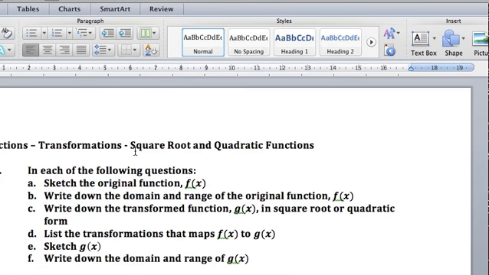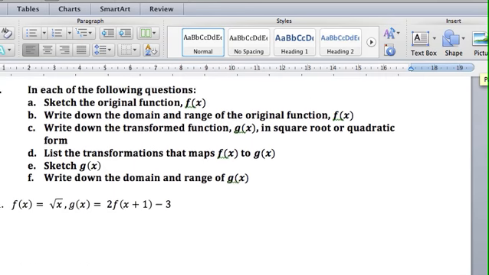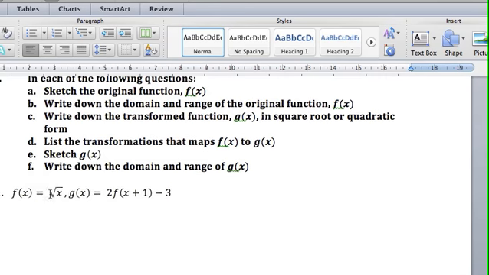Hi everyone, I will now be providing the solutions for the square root and quadratic transformations exercise. I'm just going to read the question here. For the first one, it says in each of the following, sketch the original function, write down the domain and range, etc. I'm going to use the screen, going back and forth to figure out what the original equation was, and then solve it.